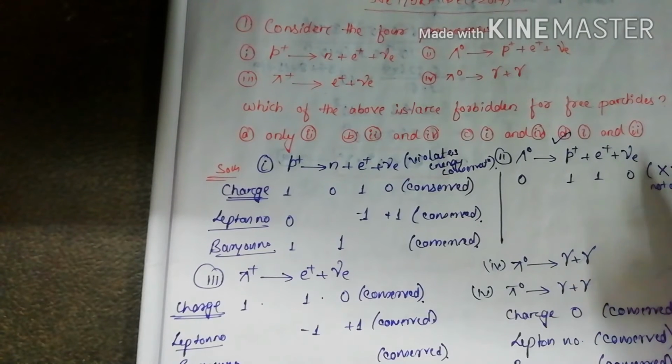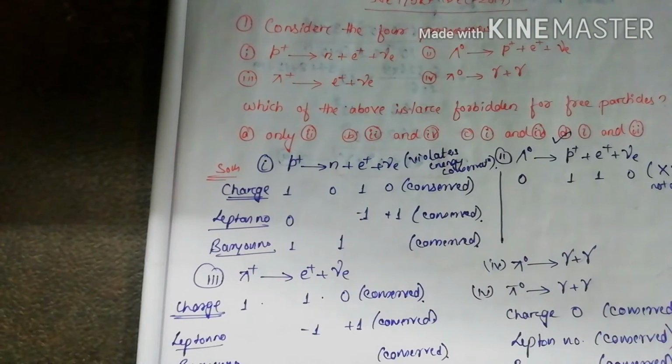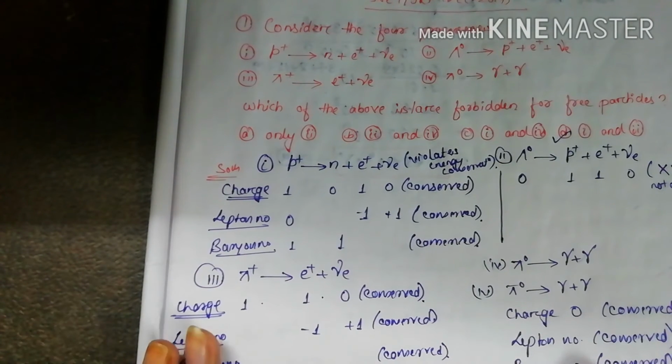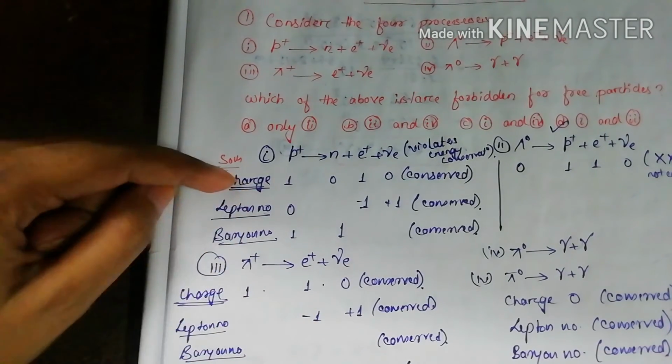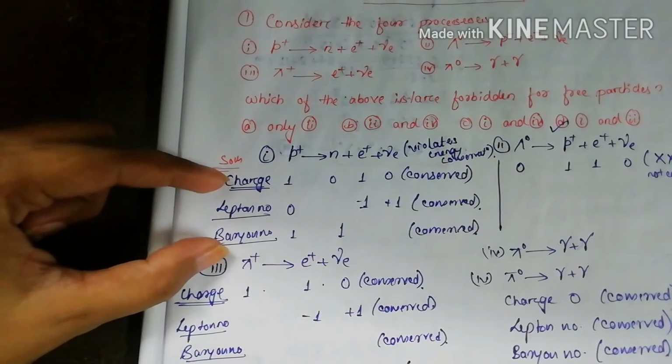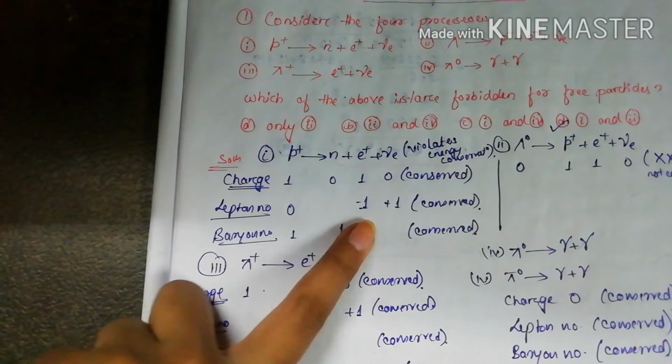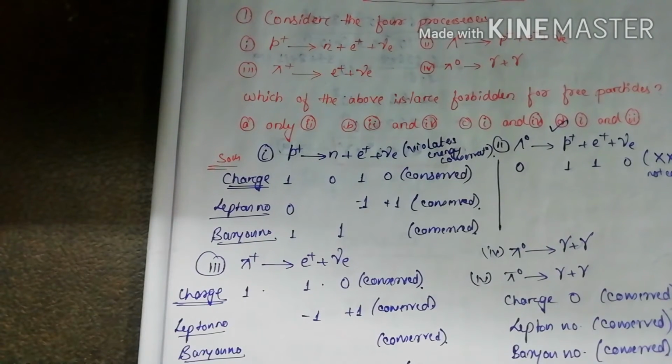And one thing I would like to say: if you don't remember which are the baryons and which are the leptons, then I request you to make a proper chart and remember which are baryons and which are leptons and all these things. It is not possible to mention the complete chart in this particular video, so I have just written the heading of what is conserved and what the terms are. That's all. Now let's come to the next question.